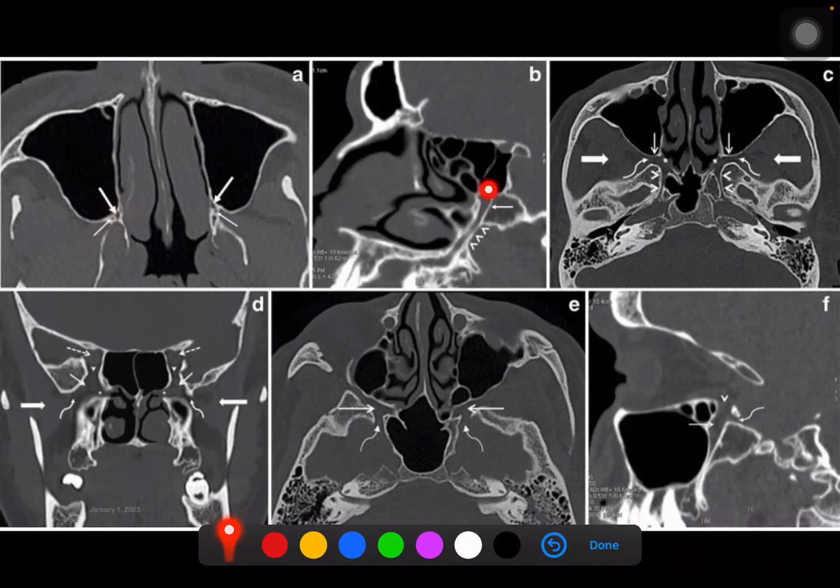This is the greater palatine canal within palatine bone opening into the hard palate. This is the pterygopalatine fossa connecting posteriorly to the foramen lacerum by the vidian canal, and medially to the nasal cavity via the sphenopalatine canal.